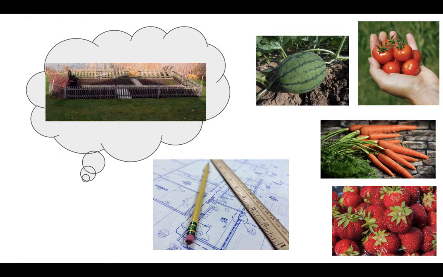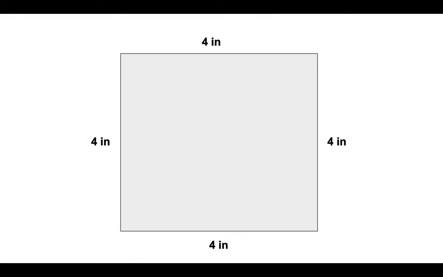Let's say that you are creating blueprints for a square garden in your yard. You want to plant 4 different fruits and vegetables: watermelon, strawberries, carrots, and tomatoes. You start your blueprints using a square with equal sides, each of 4 inches.